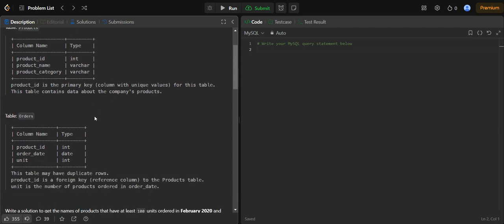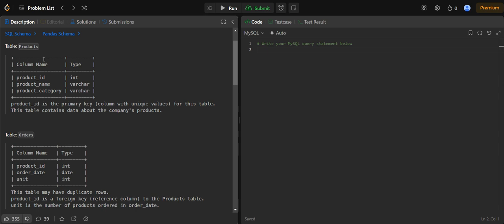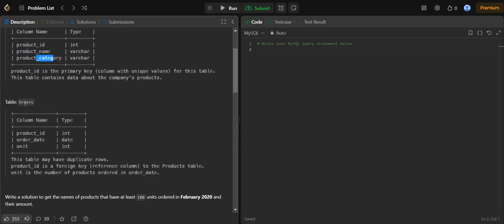In this problem, there are two tables. The first table is products. It has product ID, product name, and product category. Product ID is the primary column of unique values for this table. Product name is the name of the product, and product category is the category of the product. Now the orders table may have duplicated rows, which means there is no primary key for this data. Product ID is a foreign key referencing the products table. Order date is the date of the order, and unit is the number of items bought.